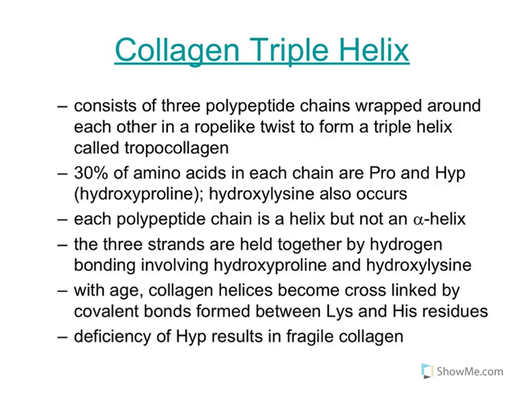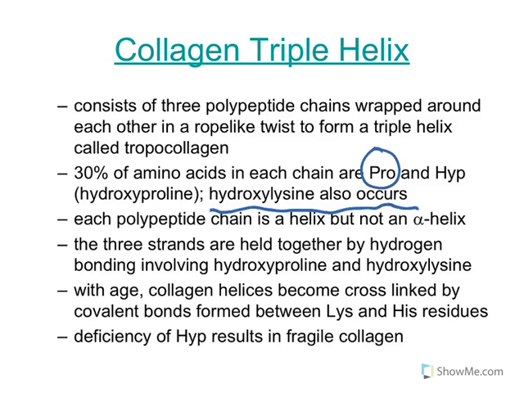And that rope overall is called tropocollagen. One third of all of the amino acids in each chain are proline and hydroxyproline. Remember, we already know what proline looks like. Hydroxyproline is one where an alcohol has been added to one of the carbons of that ring chain. And they can also have a specialized modified lysine, where the lysine also gets an alcohol added to it as well. Okay? So it's helical, but it's not an alpha helix.